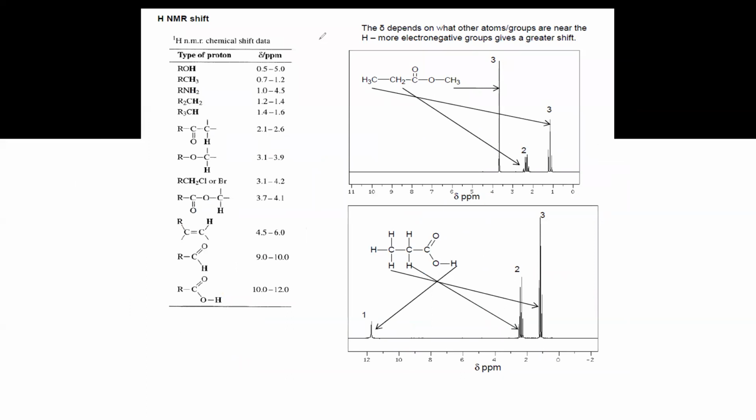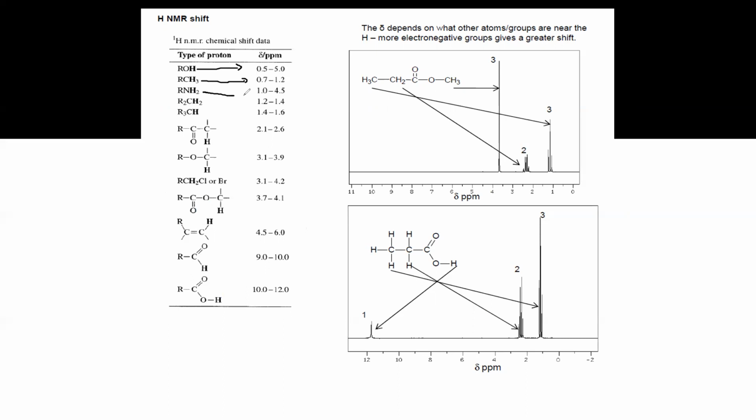These are the chemical shifts. If OH is there, that will be from 0.5 to 5. This is a range in which you can draw. If CH3 is there, which is attached to an alkyl group, 0.7 to 1.2, you can draw in this range.